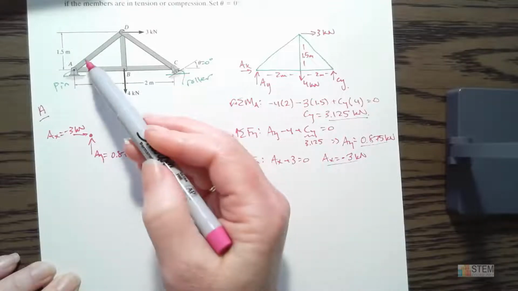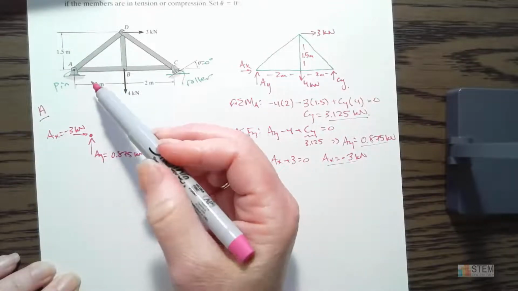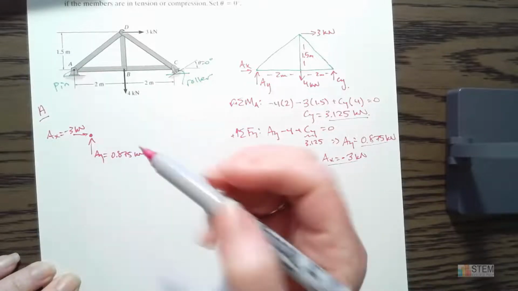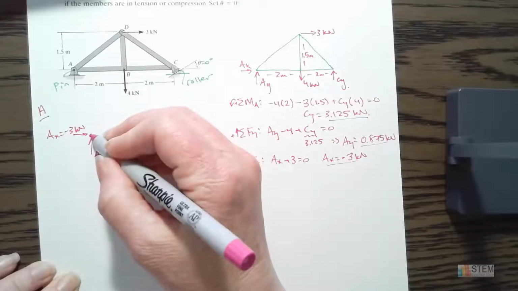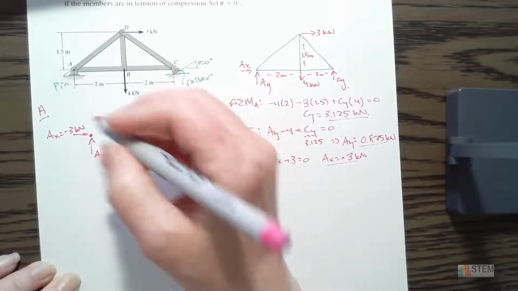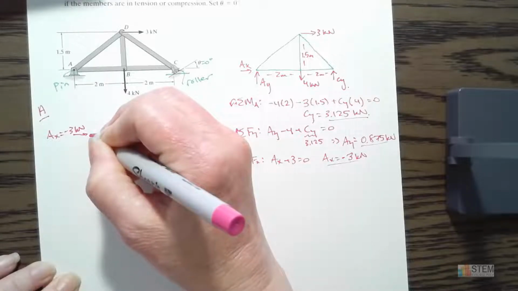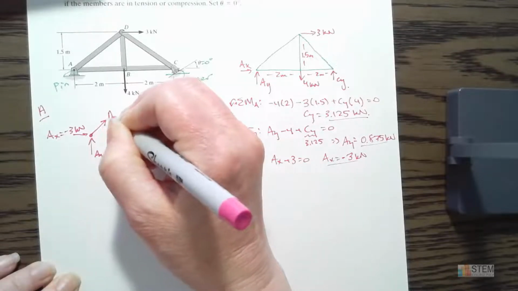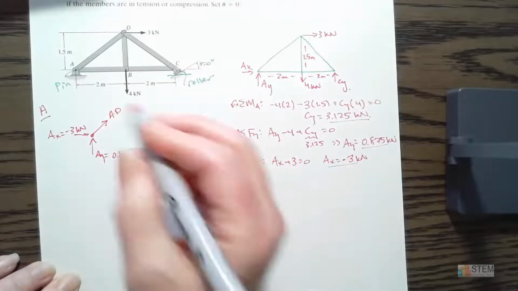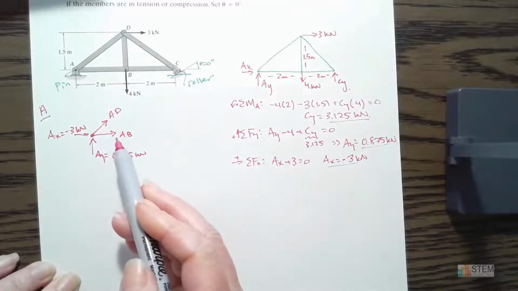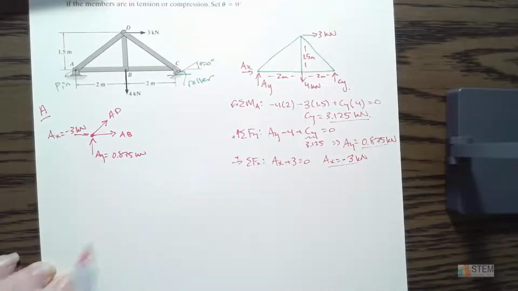And then I've got two members attached, right? Well, there are forces in these members, so let's draw forces that represent those members. I always draw the forces going out of the joint, and you'll see why in just a second. It makes it real easy to tell if it's in tension or compression if we do it that way. So let's just say AD is that way, and AB is this way. So notice they're both going out of the joint.